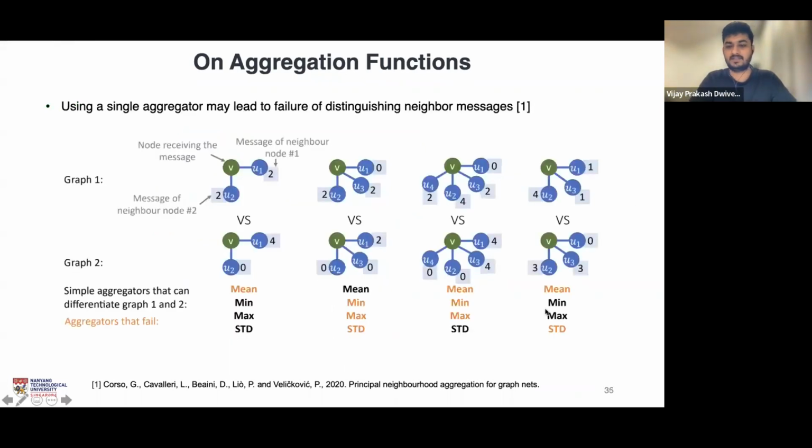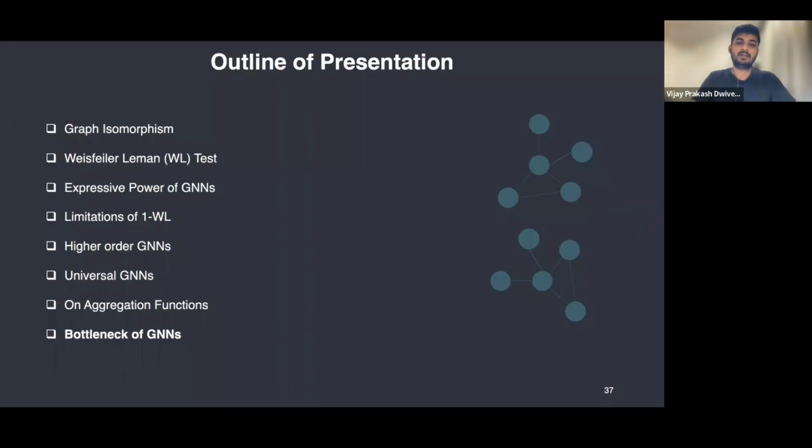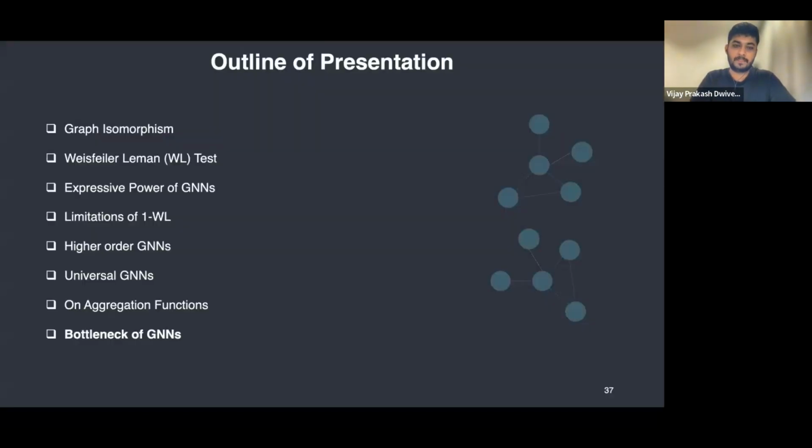Like we saw in the previous example, the use of a single aggregator may not be enough for different situations. And if for one situation a particular aggregation function succeeds, it may not succeed for other situations. So the solution is to have a combination of these aggregators and help improve the expressive power of the PNA. So this is a very important point to note whenever you are trying to implement any GNN model in future.